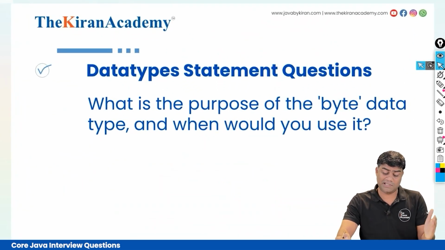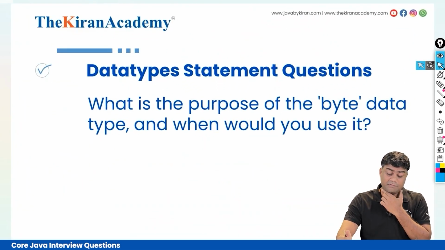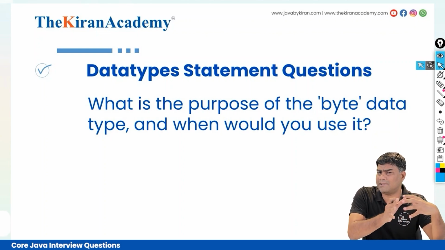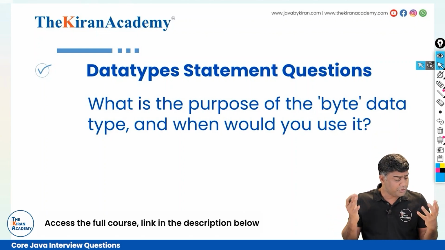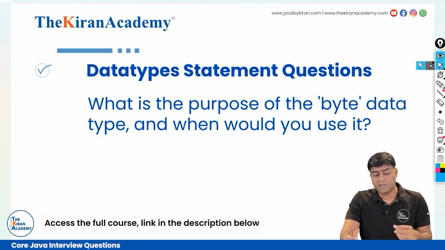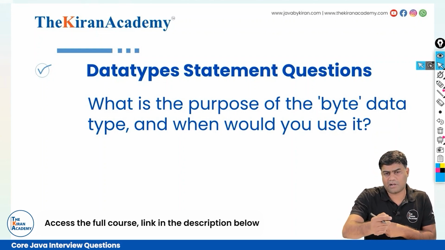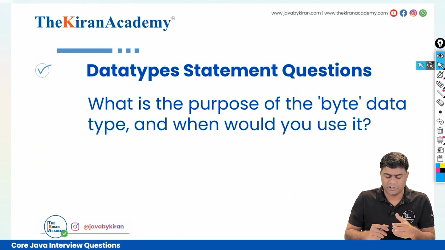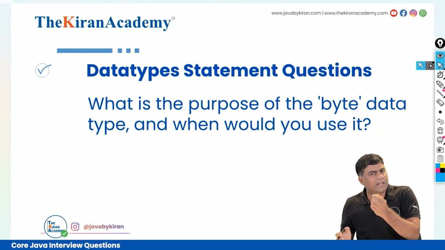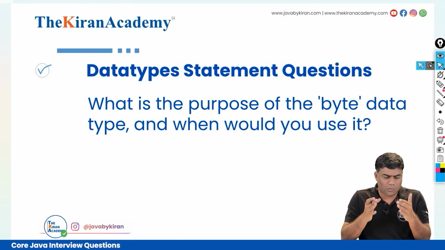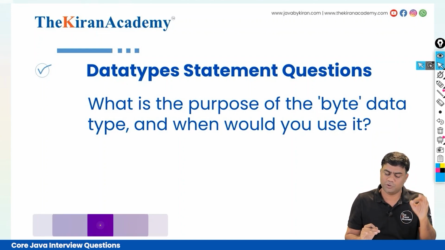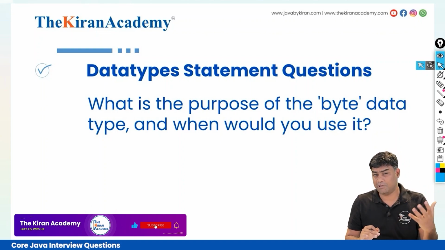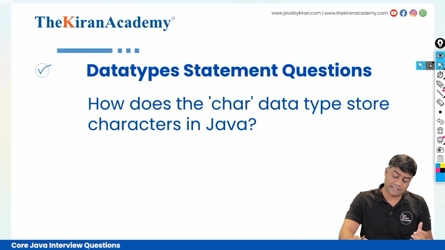Coming to the next question, what is the purpose of byte data type and when would you use it? Byte is the smallest data type. Minus 128 to plus 127 is the range. You need to use the byte data type when you are talking about networking, like on cloud you are transferring some data, so byte by byte it goes. If you look at the FileInputStream, there also every byte is getting read. So what I mean to say, whenever you are dealing with very small values, like networking or maybe file transfers, these things will need this data type.